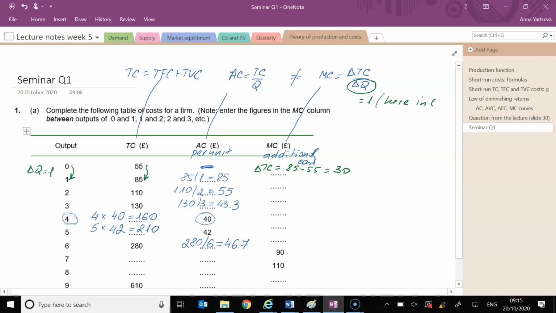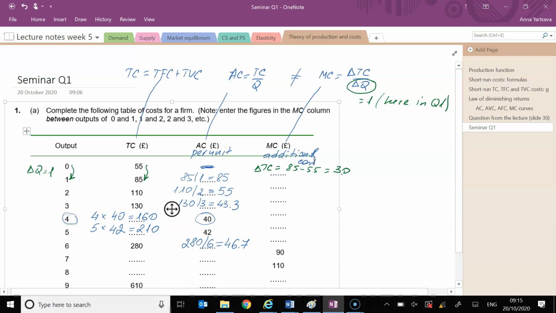Here in question 1, that is why we always have to divide by 1, and this saves us one extra step in calculation. When output goes up from 1 to 2, from 2 to 3, it's always one extra unit. So we can just eliminate the denominator in this exercise and only look at the numerator, the change in total costs. The change in total cost between 0 and 1 unit is equal to 30. Total cost jumps from 55 to 85. That is why marginal cost will be equal to 30, this difference.